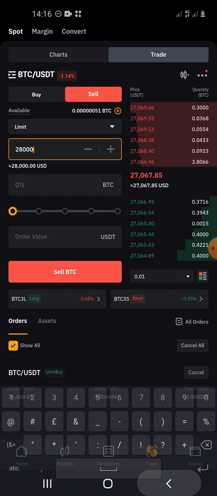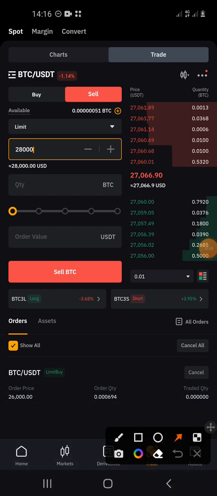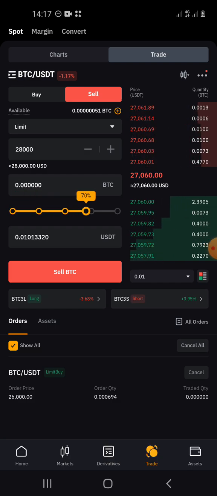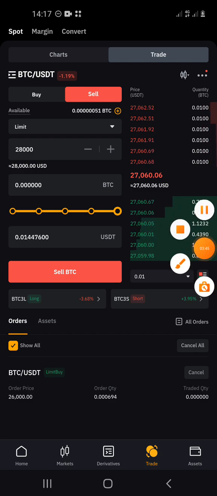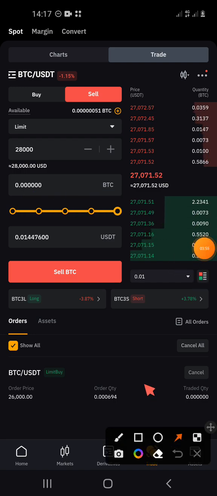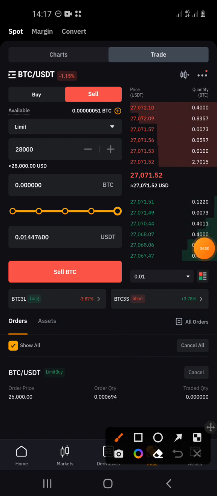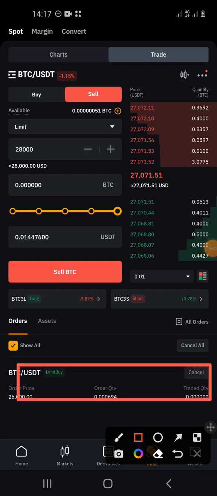When you have written $28,000, you can now select this. If you want to sell all your Bitcoin, drag it all the way to the end. So you can drag it all the way to the end like this if you want to sell all your Bitcoin at $28,000. If you want to sell half of it, just like the way we have explained earlier, you can sell all your Bitcoin or sell half of it, or a customized amount you want to sell. Now you click on sell BTC, and when you click on sell BTC, it's going to also create an order for you just like this, and it's automatically going to sell for you at a higher price.